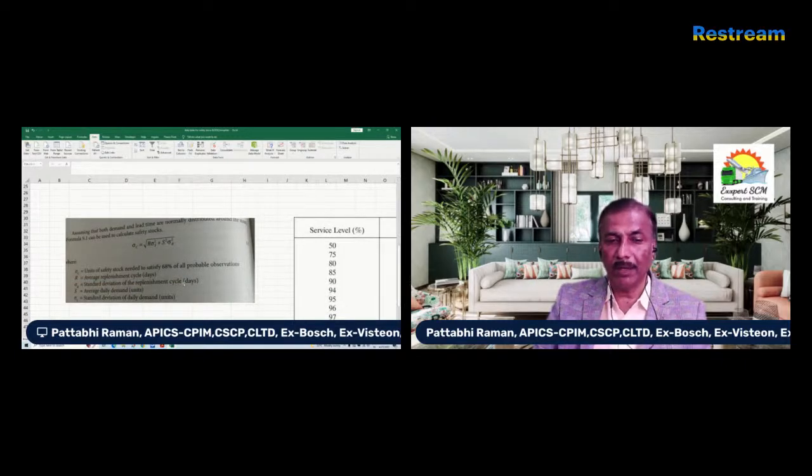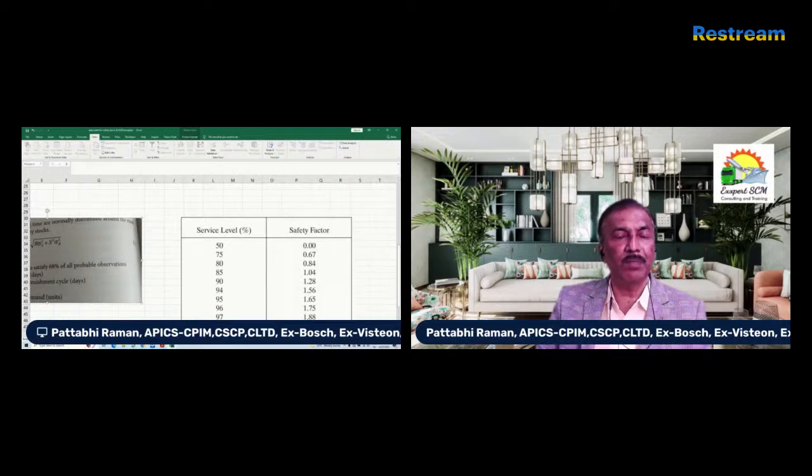This is the formula. For example, sigma C is the units of safety stock needed to satisfy 68% of all probable observations. We can take this as one sigma, and then you need the replenishment time or lead time, then the standard deviation of the same lead time or replenishment time, then you need the mean of demand and the standard deviation of demand. If you have these four characters, then you can apply the safety stock formula.